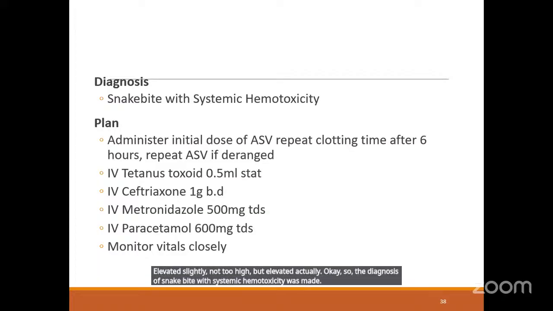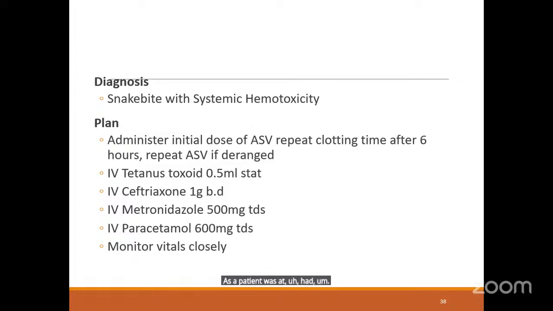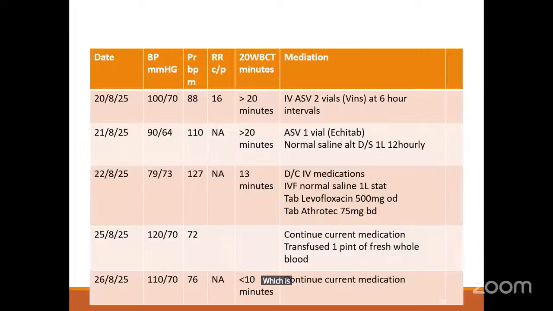And so patient had anti-snake venom administered. Okay. And then the clotting time was to be repeated after 6 hours. And if it was still deranged, the anti-snake venom was supposed to be repeated. Now she was given tetanus toxoid, given ceftriaxone, metronidazole, paracetamol, and then her vitals were monitored closely, which is very important. Now, this is a chart showing her results and the different days.